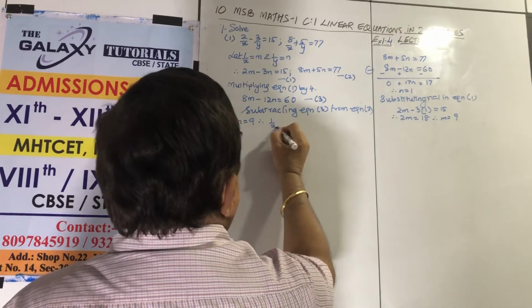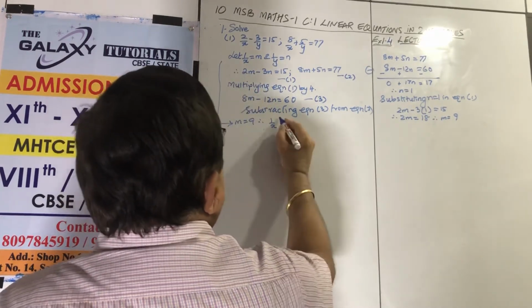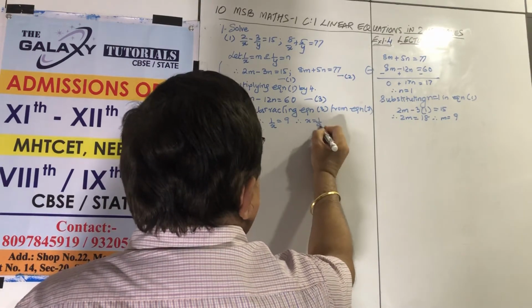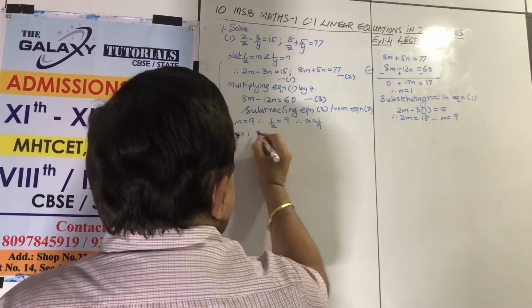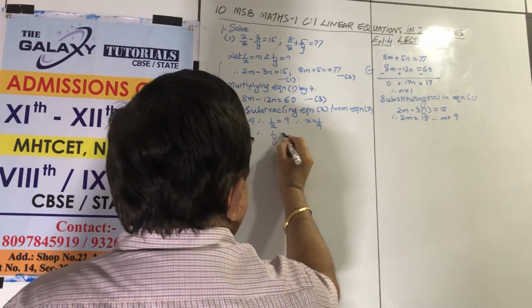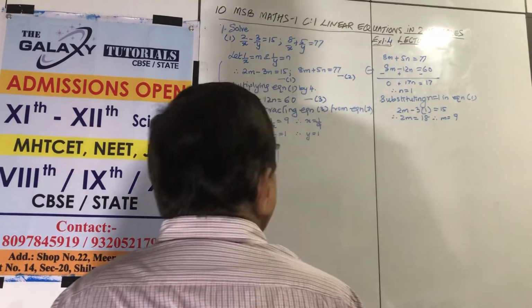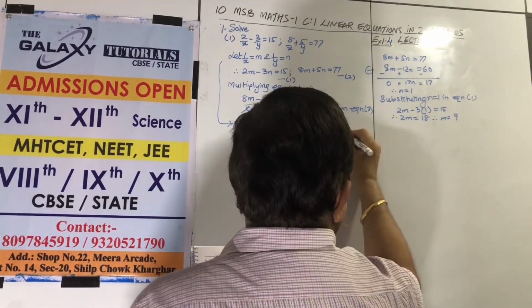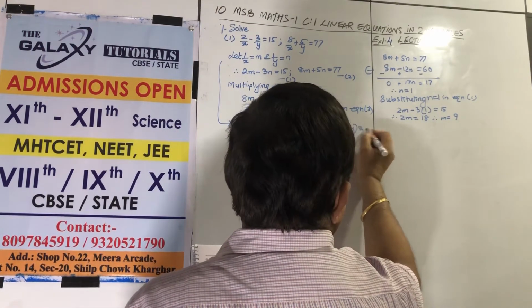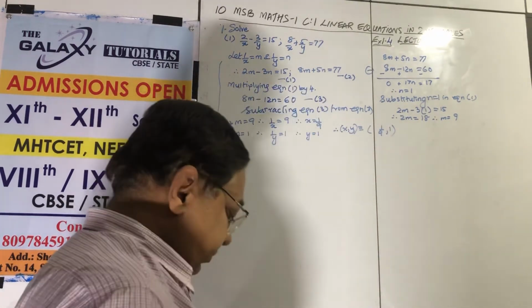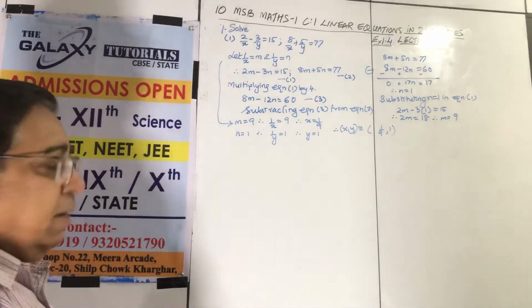Therefore, 1 upon x, do not forget, is 9. Therefore, x is 1 by 9. And n is 1. Therefore, 1 upon y is 1. Therefore, y is 1. Okay. So, answer is compulsory. x, y solution set is 1 by 9 and 1, my friends. This is how to do the sum.